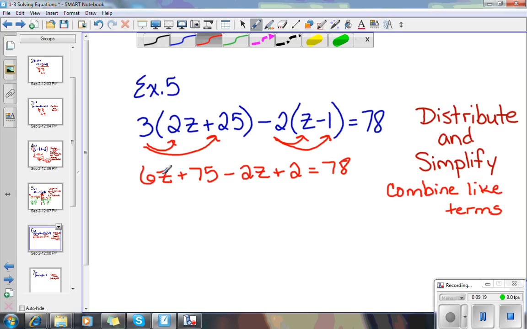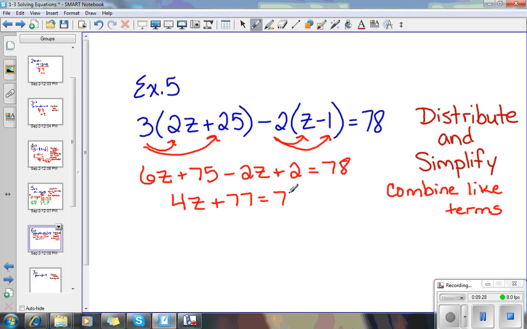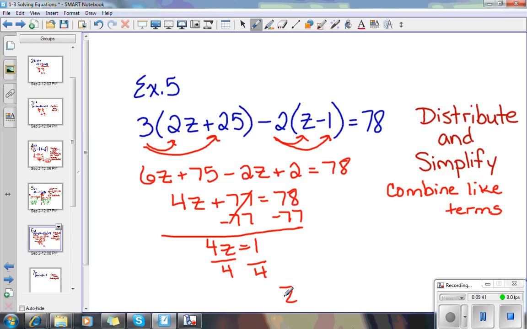So we need to combine like terms that are on the same side. 6z minus 2z is 4z. 75 plus 2 is 77. Now I'm ready to start doing things to both sides. Subtract 77 on each side. We get 4z equals 1. And divide each side by 4. We get z equals 1/4.